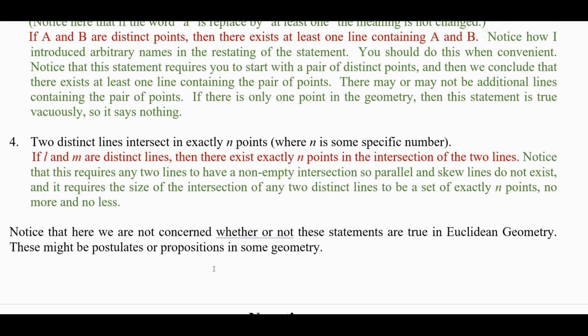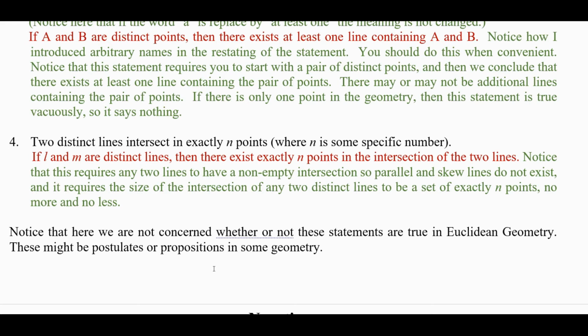Number 4, 2 distinct lines intersect in exactly n points. This one is actually just flat out false regardless of what you put in for n in Euclidean geometry, but in some other geometries it might be true. So if L and M are distinct lines, then there exist exactly n points in the intersection of the 2 lines, or on both lines.